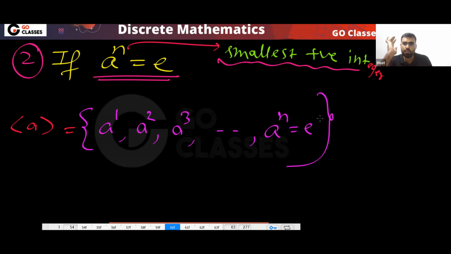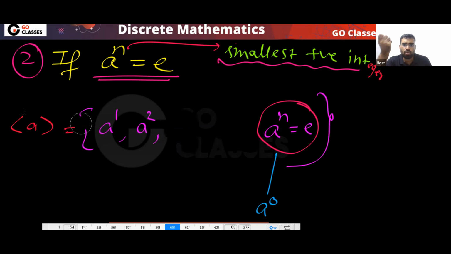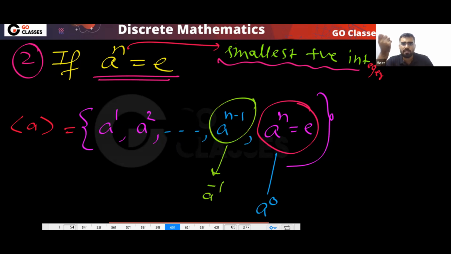So if you can generate the identity element, then you don't have to go in the negative direction. And you don't have to worry about a power 0. Why? Because a power 0 is the identity element, and this is what you have. So I can say this is your a power 0, and you don't have to worry about a inverse. Why? Because what is your a inverse? This is your a inverse.